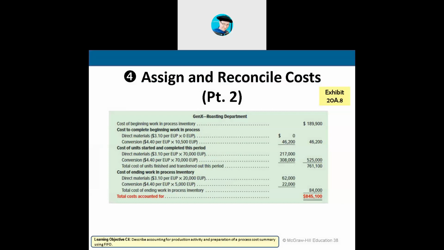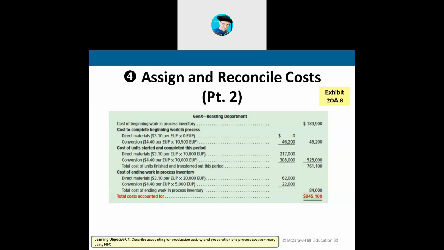And step 4 was to assign and reconcile costs. Beginning work in process inventory plus the cost to complete beginning work in process plus the cost of units started and completed during the month of April plus the cost of ending work in process inventory gets us a total cost accounted for of 845,100.